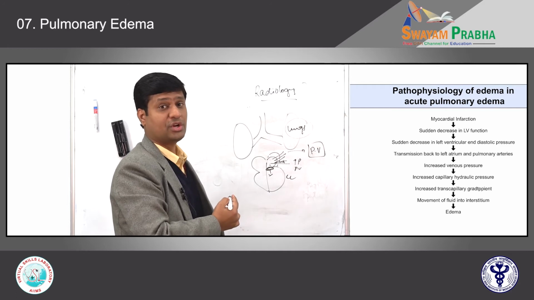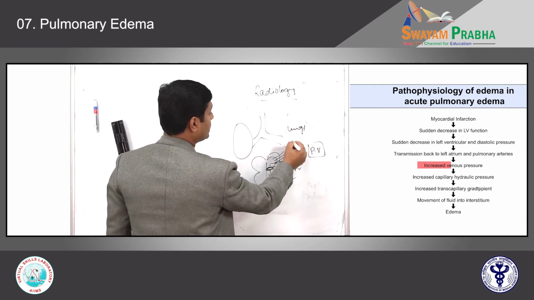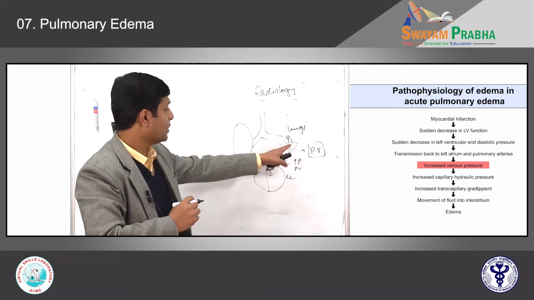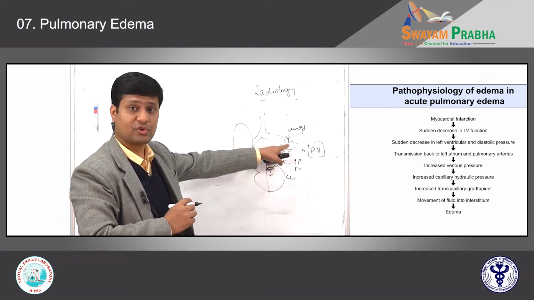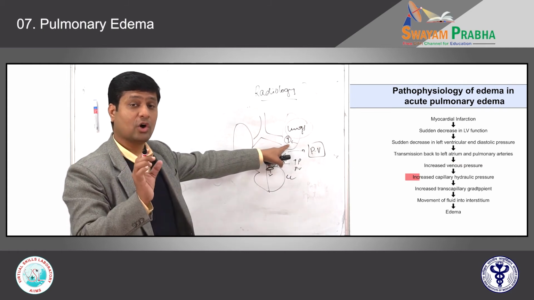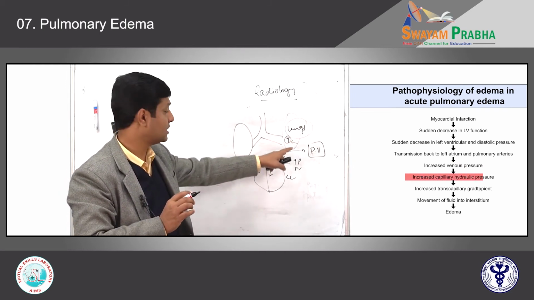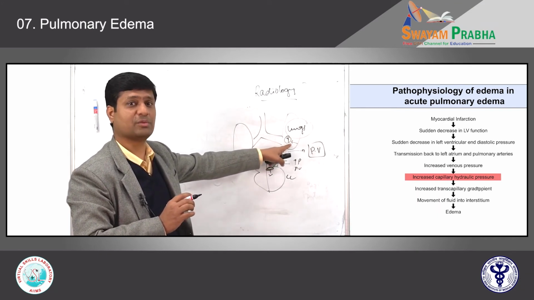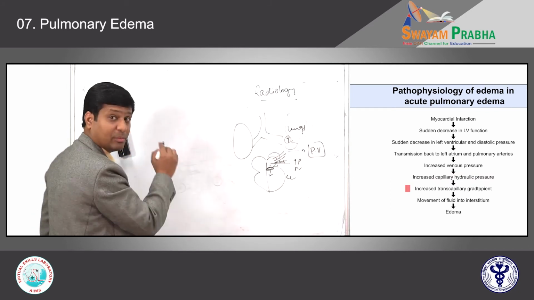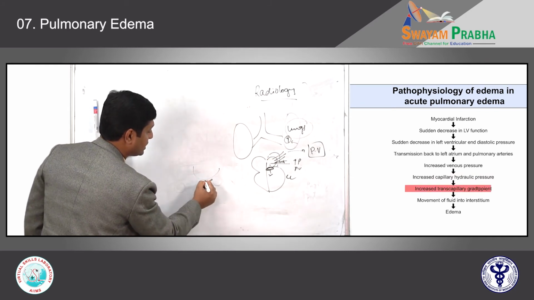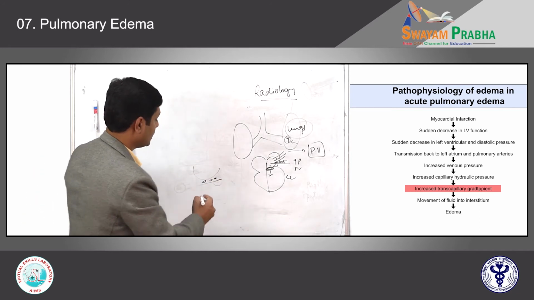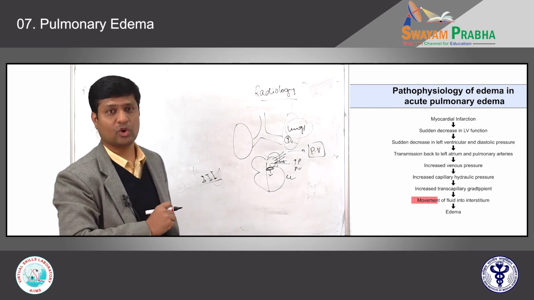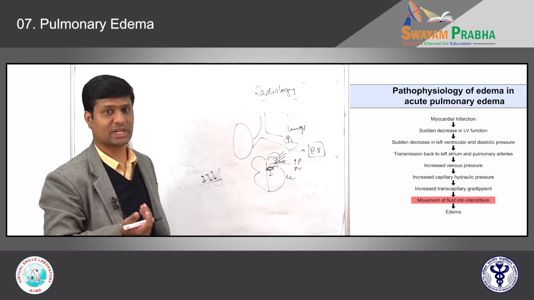So the pressure in the pulmonary vein leads to increased pressure in the pulmonary parenchyma, vascular parenchyma, right? When there is increased pressure, what pressure will increase? The oncotic pressure will be normal, but there is increased hydrostatic pressure. Whenever you have increased hydrostatic pressure in the pulmonary capillaries, the plasma fluid exudes into the alveolar lumen. That is the only space where fluids can accumulate.